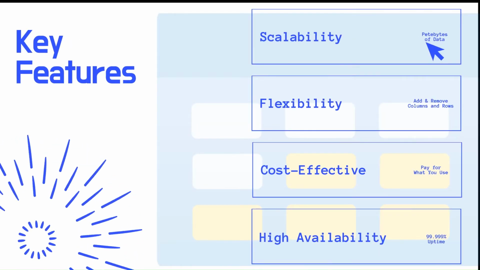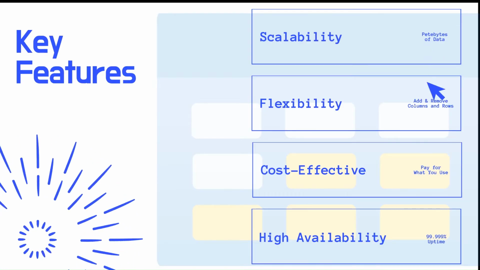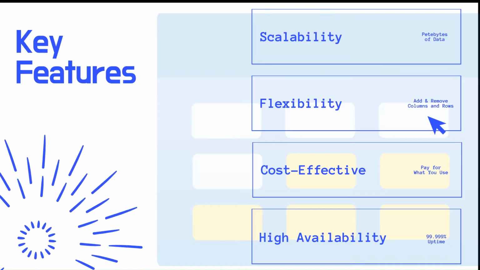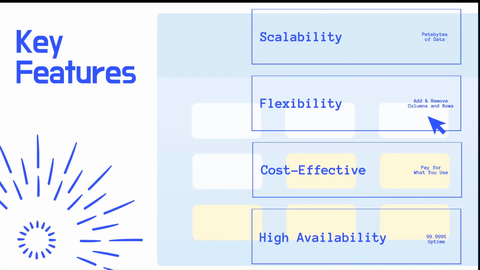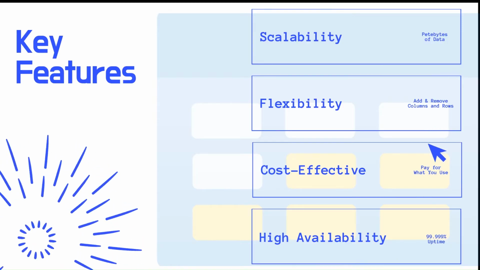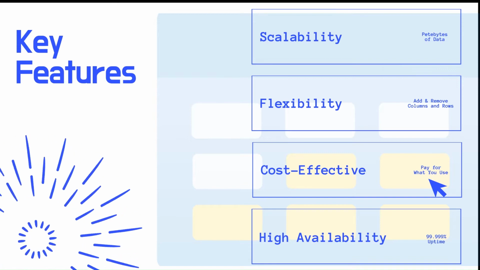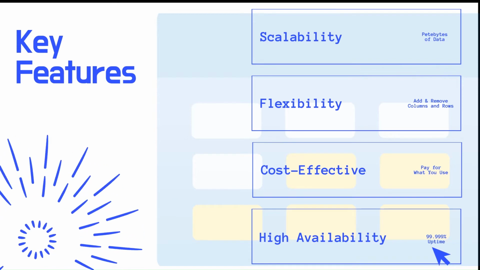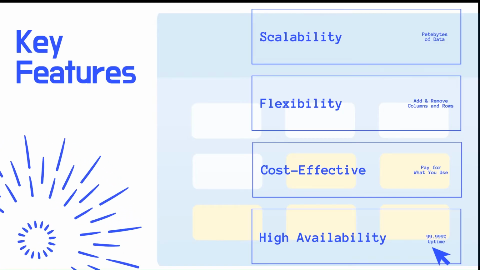And some key features. Its scalability. It handles petabytes of data. It's flexible. Its schemaless design, meaning you can use columns or graphs instead of using strict rules in designs for data. It's cost-effective. You pay for what you use. It has high availability, 5 nines of availability.